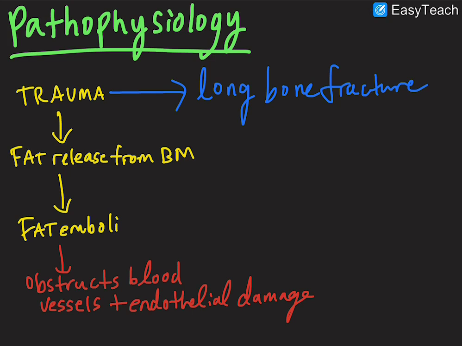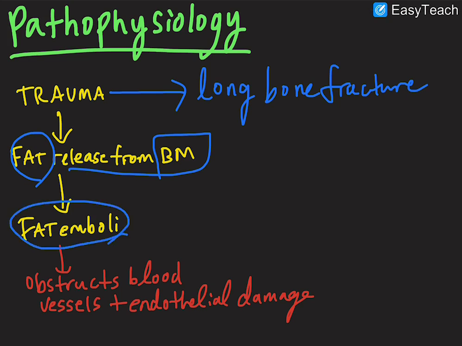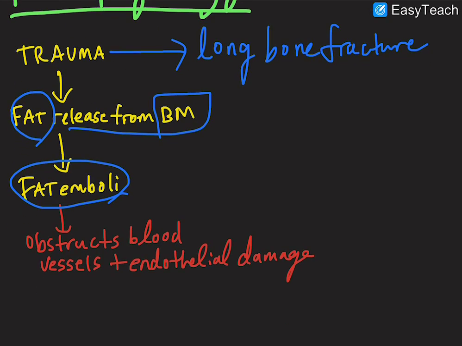So you get trauma, and we just said our long bones, like our femur, are rich in yellow marrow, which contains a lot of fat. So if you fracture your femur, the fat from your yellow marrow can get released. And when that fat gets released, it can form fat globules in your bloodstream and block off vessels. So you can get fat emboli. And this leads to endothelial damage too, which we'll talk about in a bit.